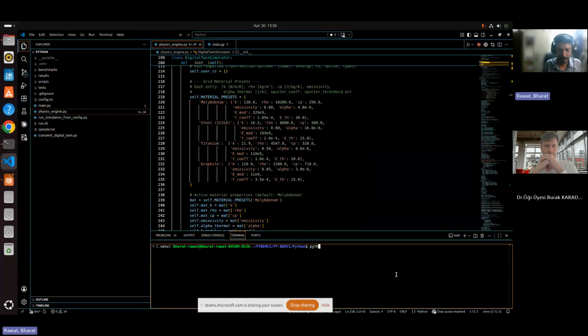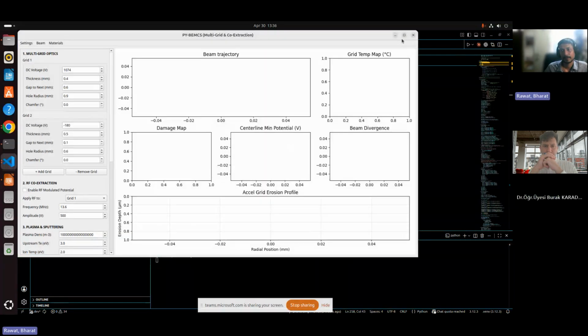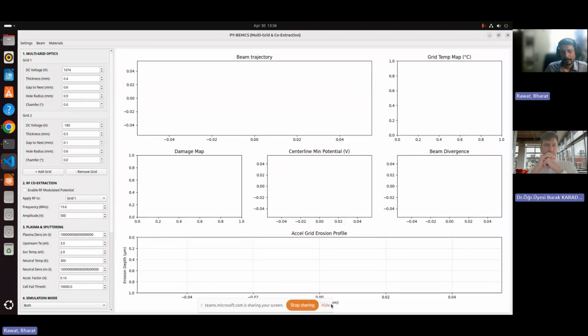So to run, I would just do python main.py, and if I do this, it would open this GUI. But I cannot run it right now because it's a big code, and I'm afraid that running it over the call might freeze my PC. But I can still show you some features which I've already saved in the GUI.